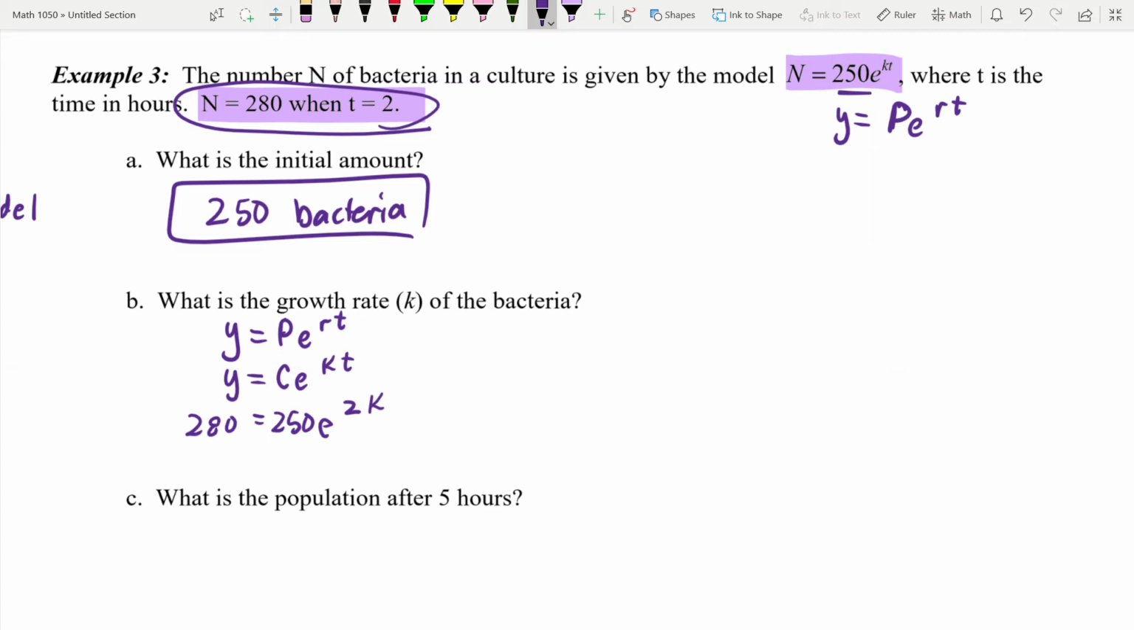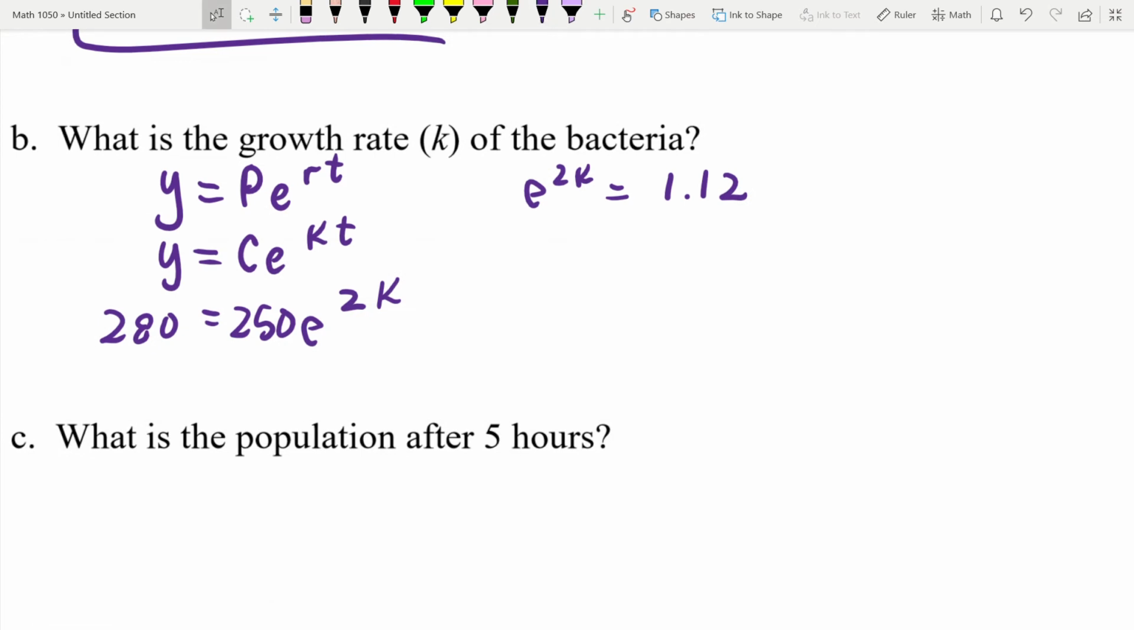No, what do? You divide by 250. So now I have e to the 2k is equal to, if you go 280 divided by 250, you get 1.12. That's a nice number. So if it's nice, let's write it as a decimal instead of leaving it as a fraction, okay?